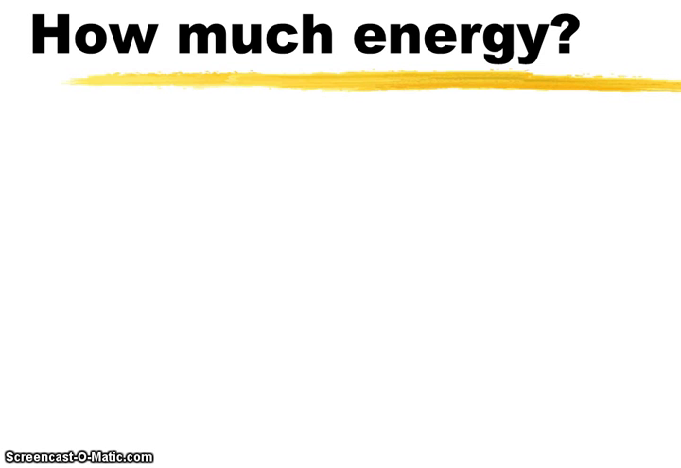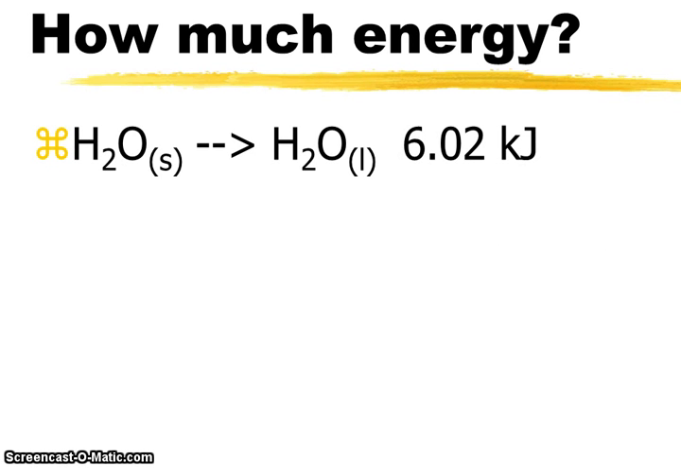So let's use water as an example. Let's say that we start out with water in the solid state, and we add energy in, and we turn it to the liquid state. It's a physical change. We're melting water. And when we melt water, we have to add in 6.02 kilojoules of energy for every mole of solid water that we convert to liquid water. And we're breaking intermolecular forces when we have that phase change.